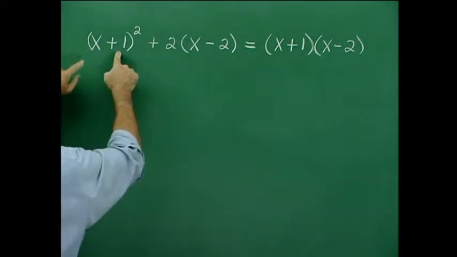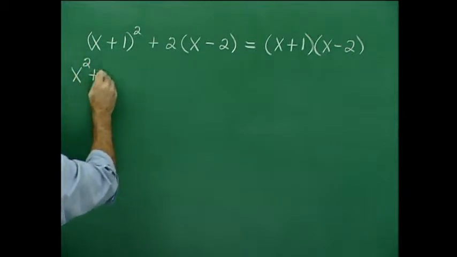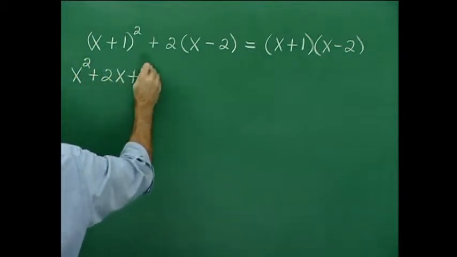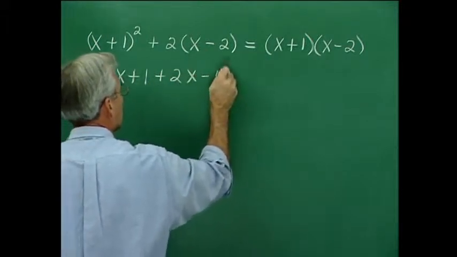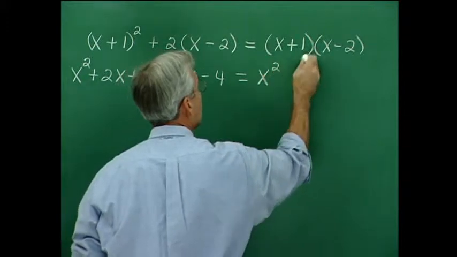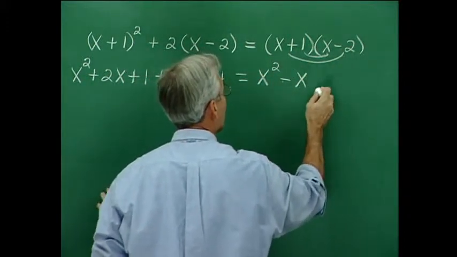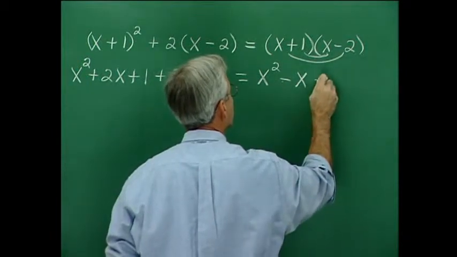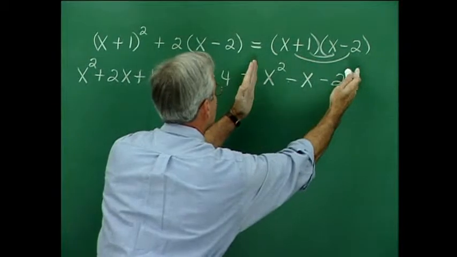We want to square this binomial, so x plus 1 times x plus 1 is x squared plus 2x plus 1, and then 2 times x minus 1, 2x minus 4. On the right, multiplying x times x is x squared, and let's see, x minus 2x, that's minus 1x, or simply minus x. 1 times negative 2 is negative 2. Now let's see, this expression is in simple form.